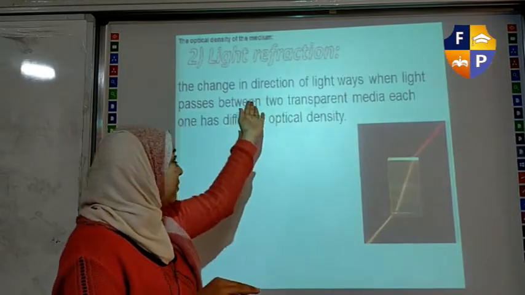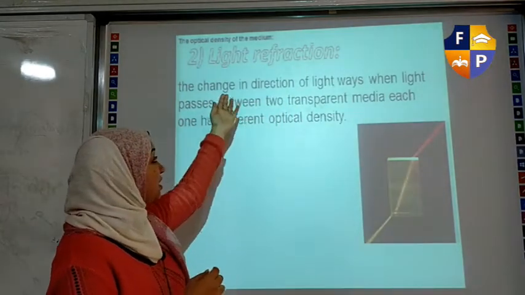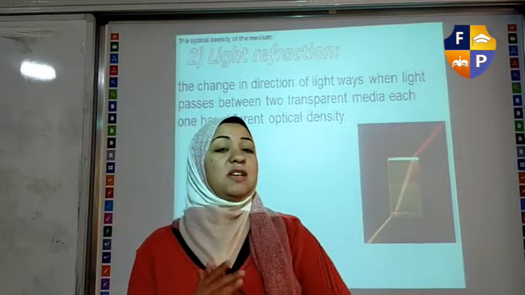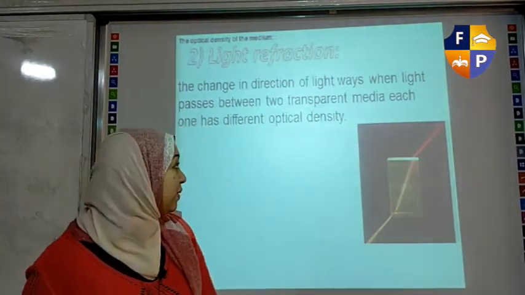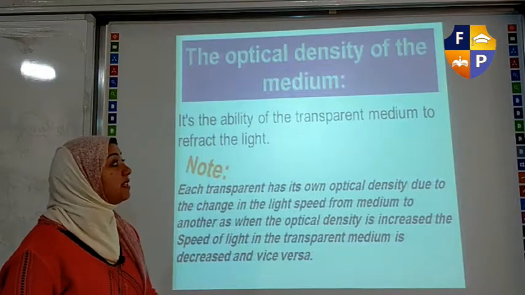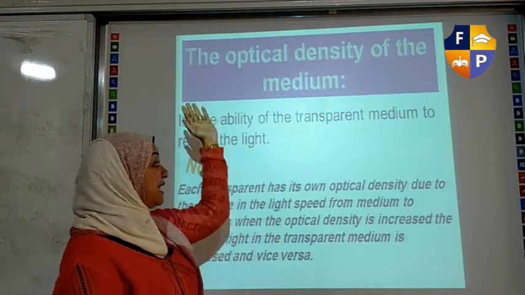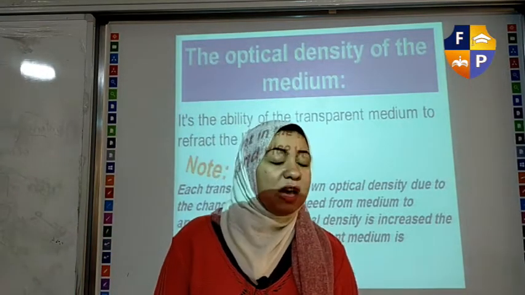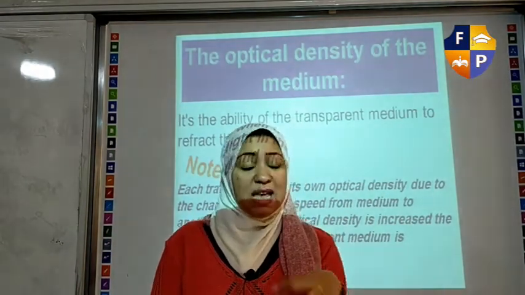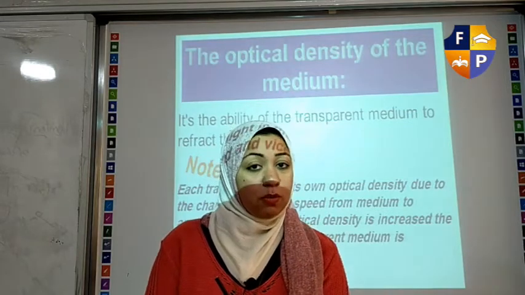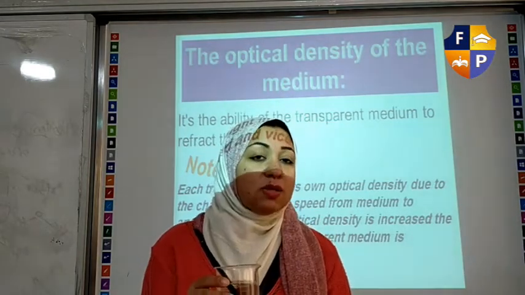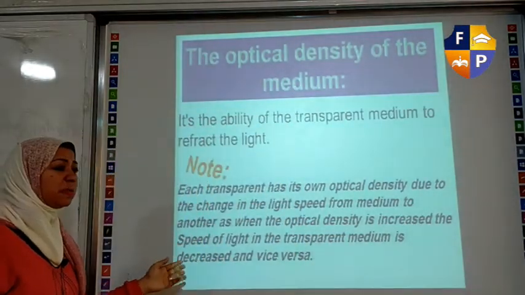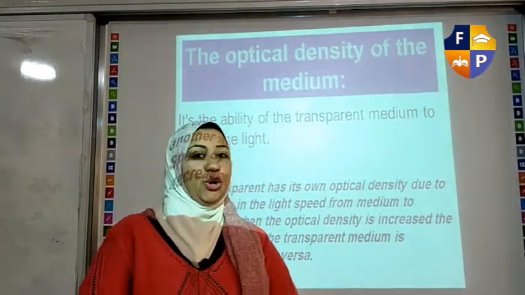So again, what is meant by light refraction? It is a change in the direction of the light waves when the light passes between two transparent mediums with different optical density. Let's continue. What is meant by the optical density of the medium? It is the ability of the transparent medium to refract the light. Again, it means the ability of the air or the water to refract any light rays that fall on them.